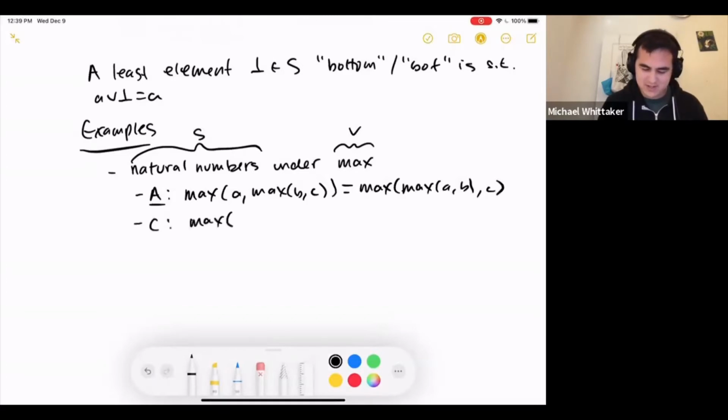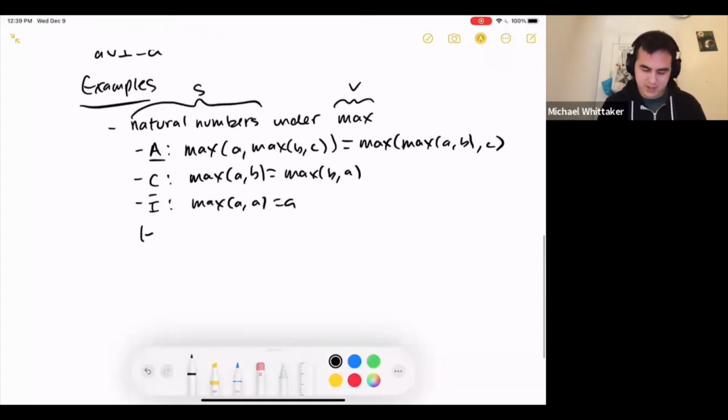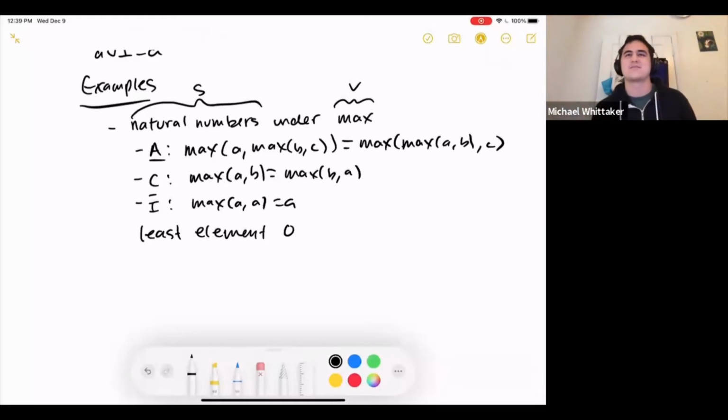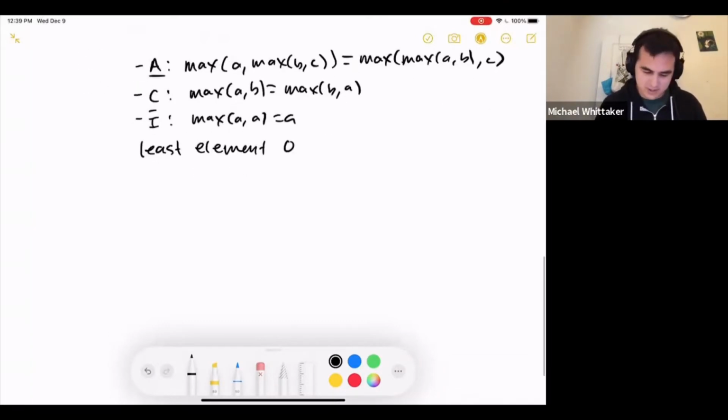Commutative, this should also hopefully be obvious, that it doesn't really matter what order we take the max in, and idempotent, obviously the max of something with itself is itself. And the least element here is 0, because the max of 0 and anything else is the something else. All right, so that's a very simple example. There's a couple other examples that are pretty simple.